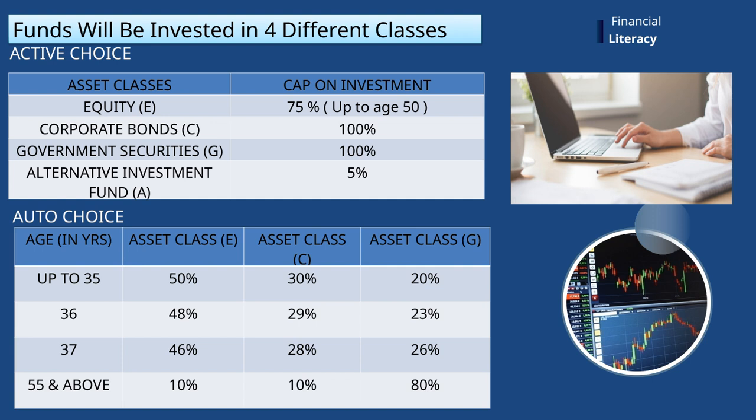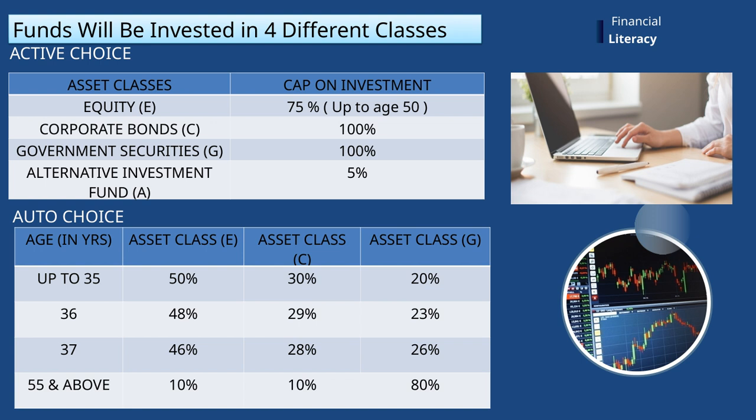The slide also introduces 2 important options, active choice and auto choice. Active choice means the investor or advisor actively selects the asset allocations, tailoring the investment to specific needs. Auto choice, on the other hand, automatically adjusts the allocations based on the investor's age, helping to simplify the process and ensure appropriate risk levels.